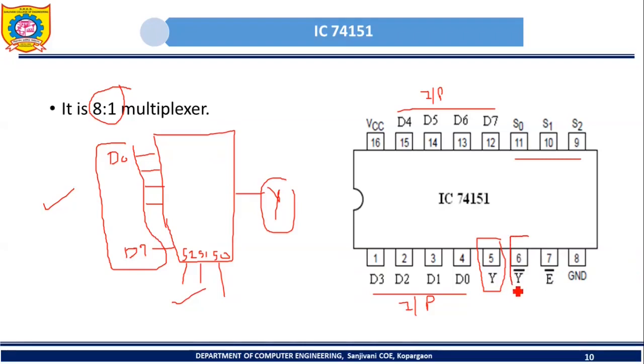Then pin number 6 is labeled as Y prime, Y complement. So here I can say that in the 74151 IC there are two output pins. One is pin number 5, the other is pin number 6. What is the difference between these two pins? The outputs on these two pins will be complements of each other. Means on pin number 5, if you are getting output 0, on pin number 6 you will get output 1. On pin number 5, if you are getting output 1, on pin number 6 you will get output 0.